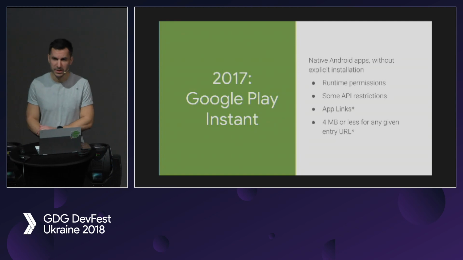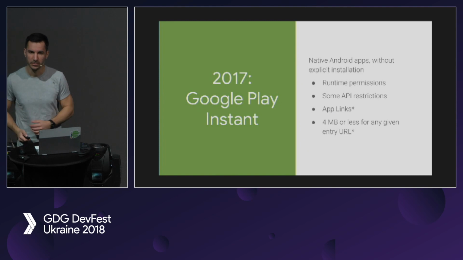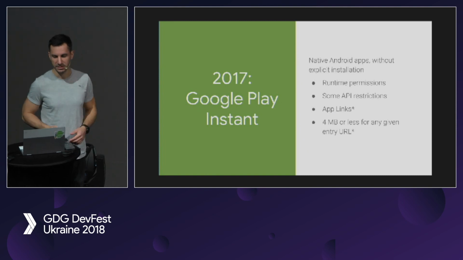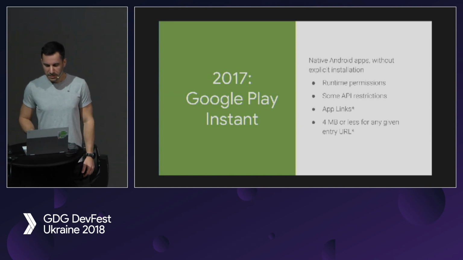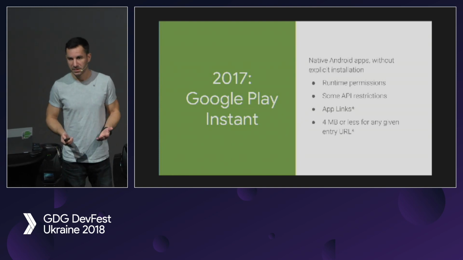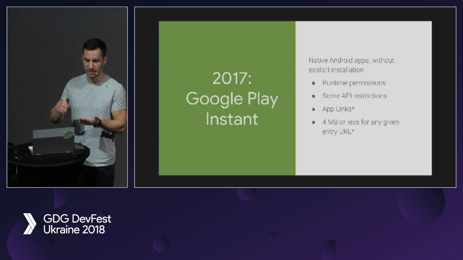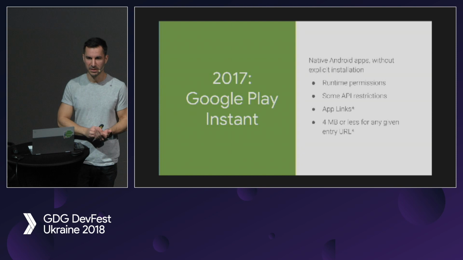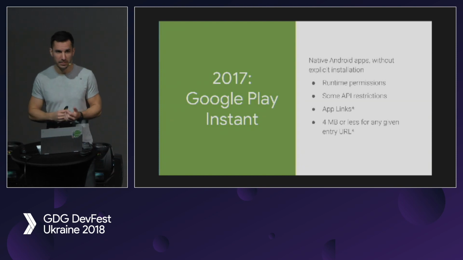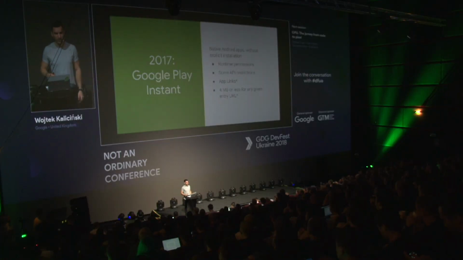And so in 2017, we announced something called Instant Apps. Now it's called Google Play Instant. It's basically the same thing. And these are native Android apps that are available for users without explicit installation. So without going to the Play Store and deciding, I want to install this app, I want to keep it on my phone forever. So it's a completely new discovery model for apps. And it's great. It requires some changes.